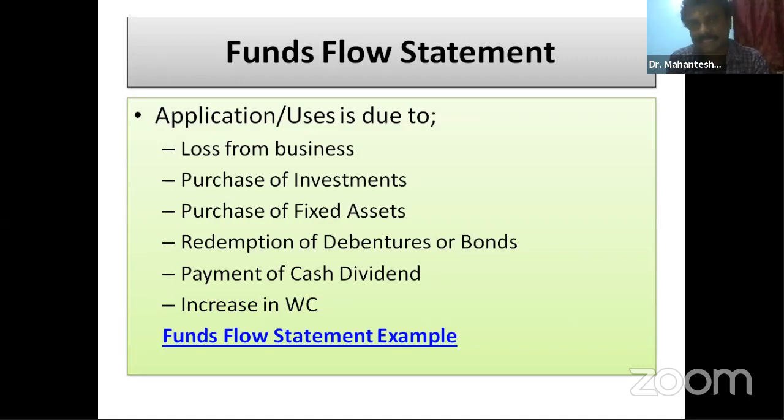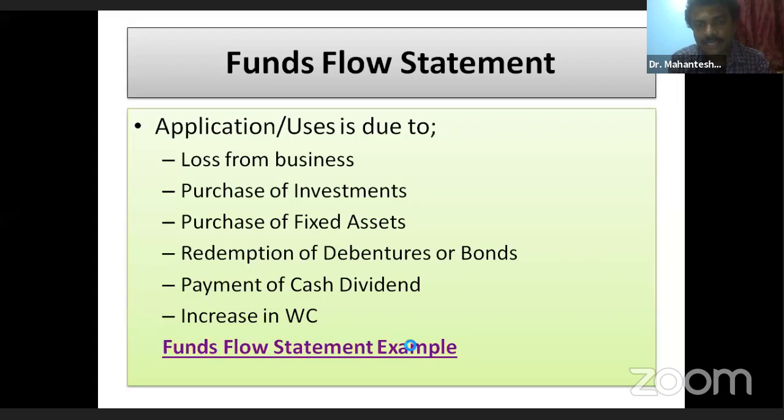Purchase of fixed assets, land, building, machinery, redemption of debentures or bonds, payment of cash dividend by the company to the shareholders, increase in working capital is also one of the important applications, as I said earlier. So these are the various sources and application of the funds. Now let us have a look at a sample funds flow statement with an example.